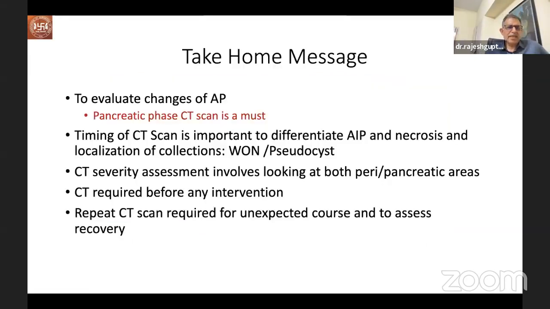So I would conclude by saying that for CT scan, which is performed to evaluate acute pancreatitis, pancreatic phase is a must. Timing of CT scan is important to detect necrosis and also to tell us about the extent of necrosis. CT severity assessment tells us about the prognostication of this patient. It tells us how the patient would probably behave and gives us a roadmap. CT would be required for any intervention, and repeat CT is in order when we are monitoring the course of these patients. Thank you.